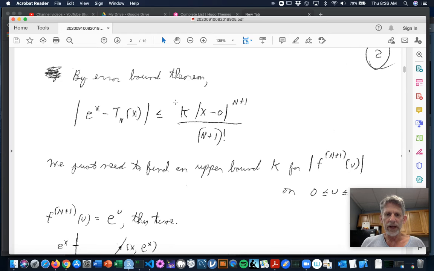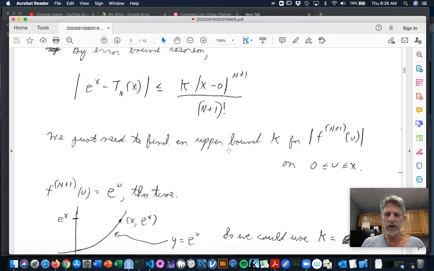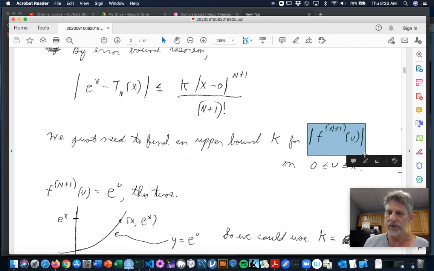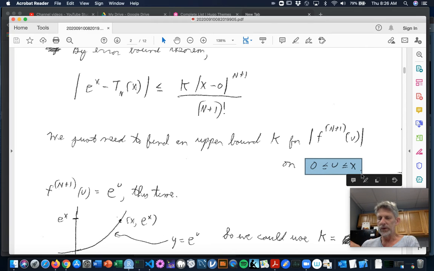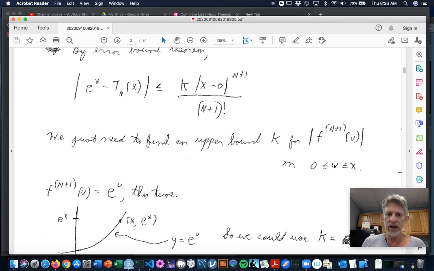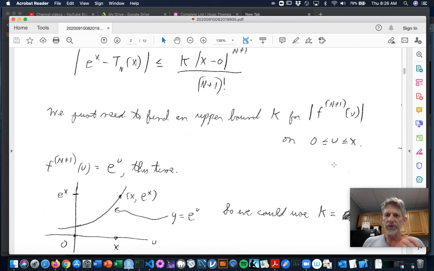So what's that upper bound? Remember, that upper bound is the upper bound on the absolute value of the n plus first derivative of your function on the range from 0 to the x that you're working with. Now this time, our function f of x is e to the x.